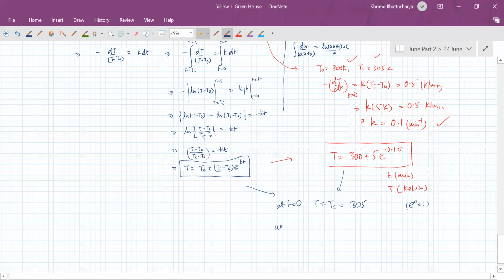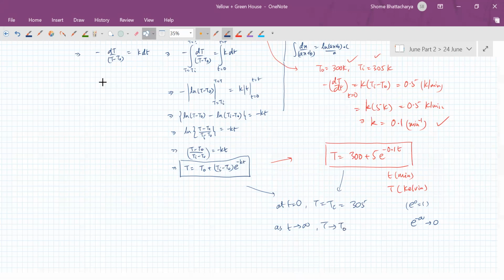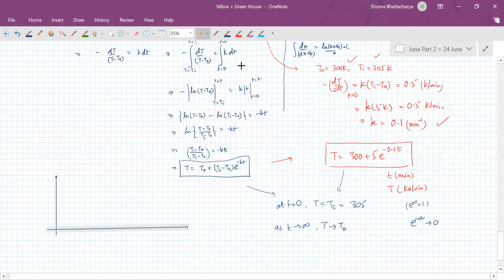Whereas as t tends to infinity, what will happen? e raised to the power minus infinity will tend to 0. So this whole factor tends to 0, and the temperature tends to become equal to the surrounding temperature. So that is why it's called an exponential decay. The temperature is decaying with time, very slowly but exponentially. It's not decaying to 0, but it's going to decay to the surrounding temperature's value, which is T naught.